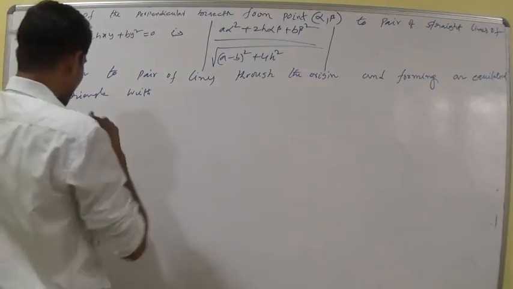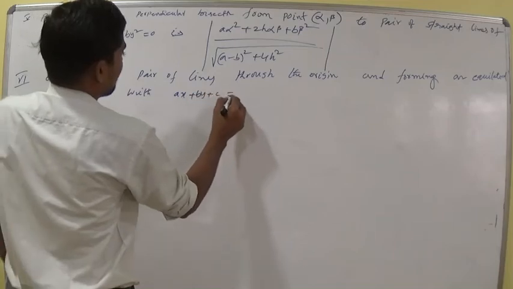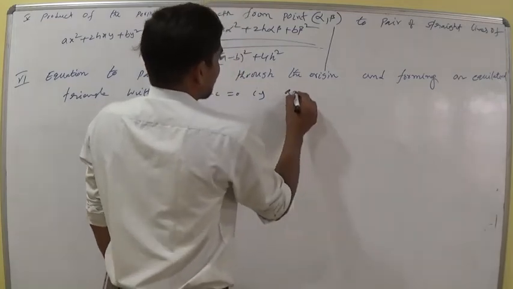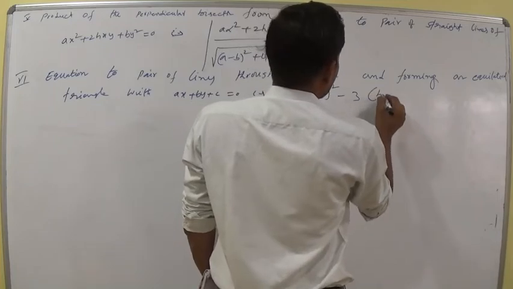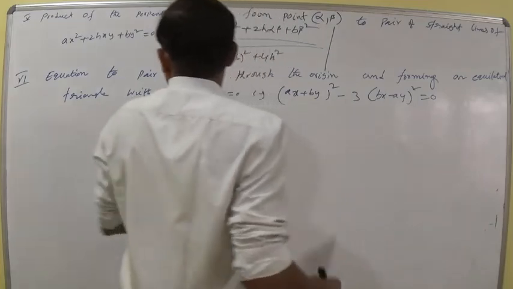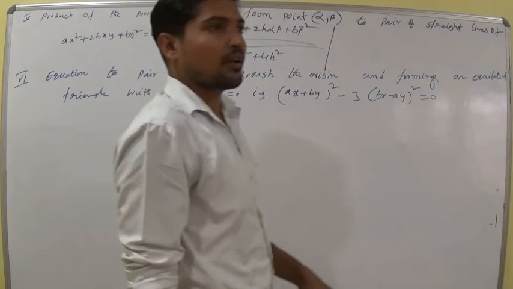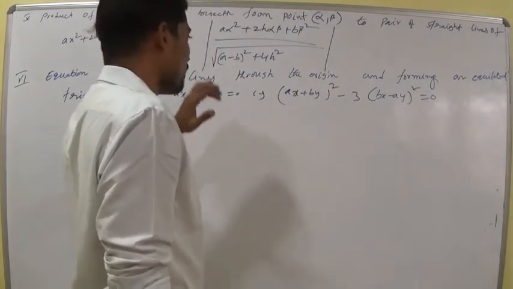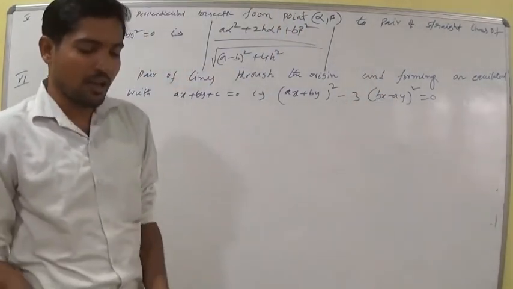The equation to the pair of lines through the origin and forming an equilateral triangle with ax plus by plus c equal to 0 is (ax plus by) whole square minus 3 into (bx minus ay) whole square equal to 0.